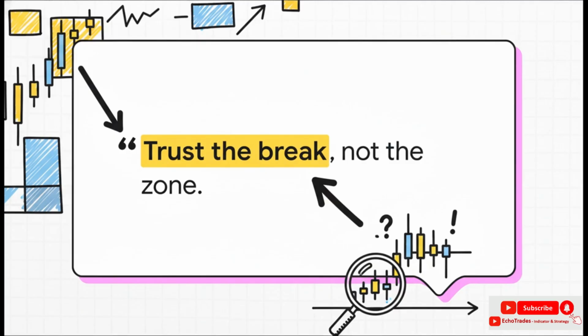Trust the break, not just the location of the zone. The market is always leaving behind clues for people who know what to look for. And as we've just seen, the strength of a structural break is probably one of the most powerful clues you can ever find. It's the key to staying out of those nasty traps and, more importantly, aligning yourself with the real intended move.